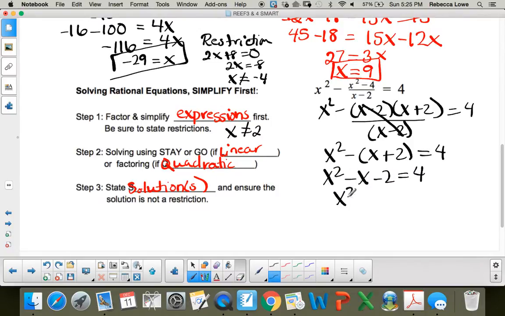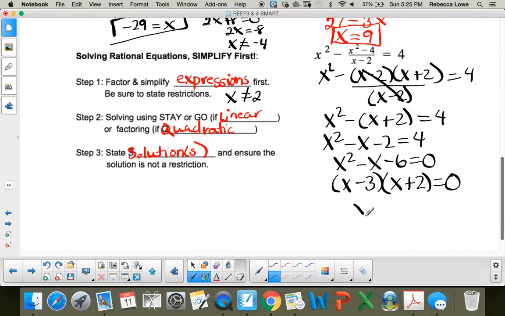I'm going to move everything to one side because it's a quadratic, by subtracting 4. Remember how I told you to try to factor a quadratic? A lot of times that's the easiest way to solve it. You could also use the quadratic formula, or you could use your graphing calculator. But if you don't have a graphing calculator, this is the way to go. So there's two solutions for this one. x could be 3 or x could be negative 2. And neither of those meet the restriction, so those are legitimate solutions.